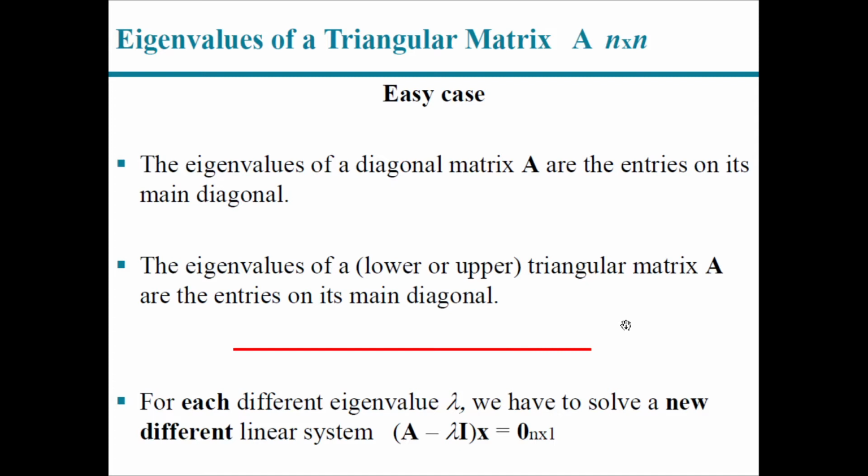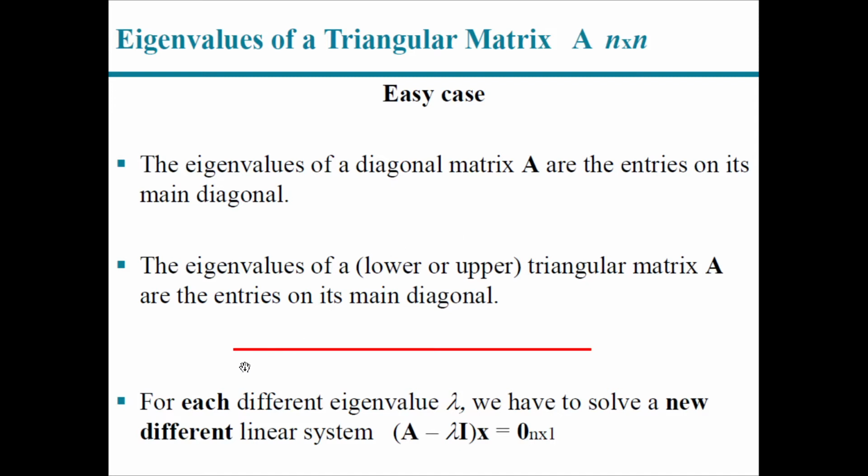And there is only one easy case to compute eigenvalues. And it is the case of triangular or diagonal matrices. You can have an upper or lower triangular matrix A, or a diagonal matrix. And the eigenvalues of a diagonal matrix or an upper or lower triangular matrix are just the entries on the main diagonal. So you check the main diagonal of your matrix when it's diagonal or triangular. So the eigenvalues are the entries of the main diagonal. So that's the only easy case to find eigenvalues.